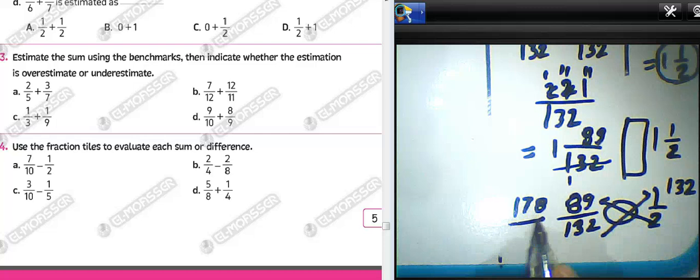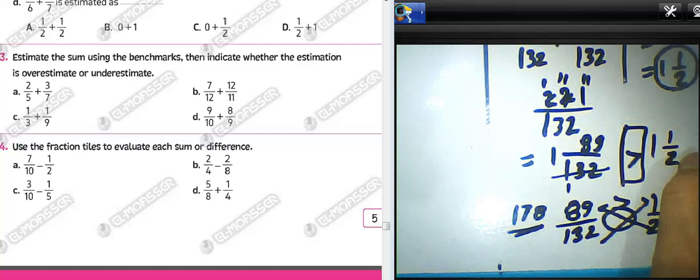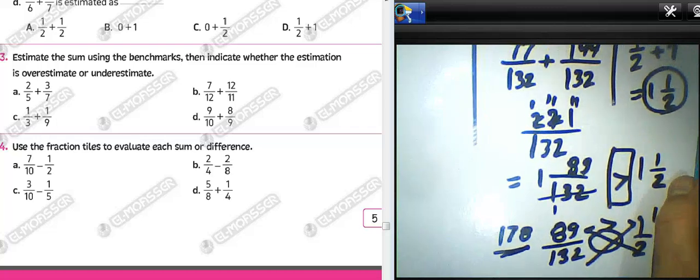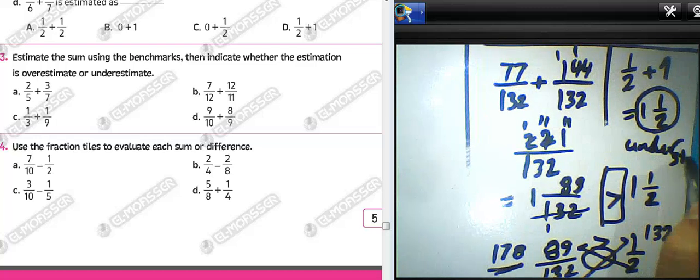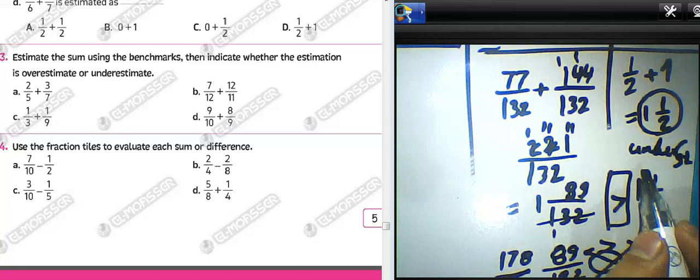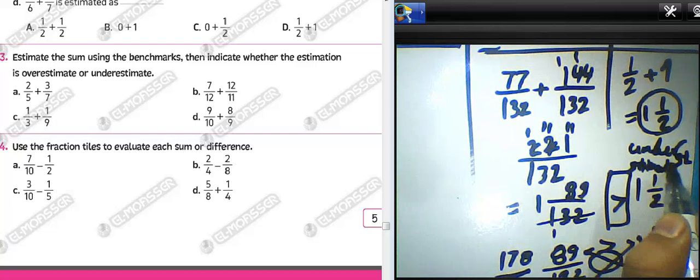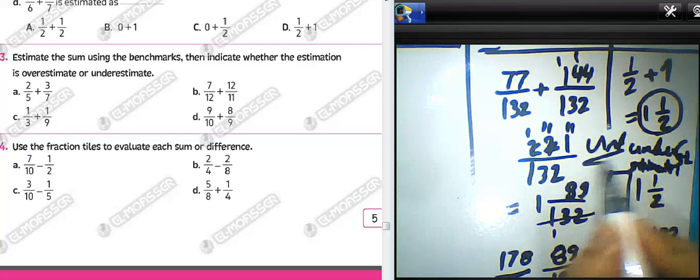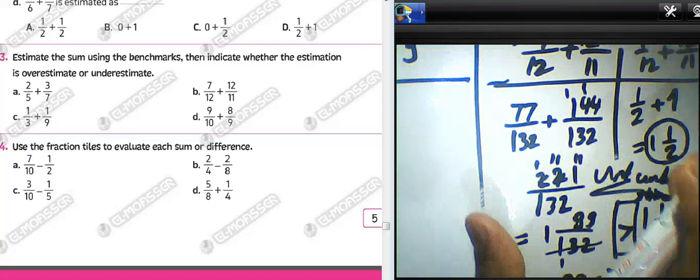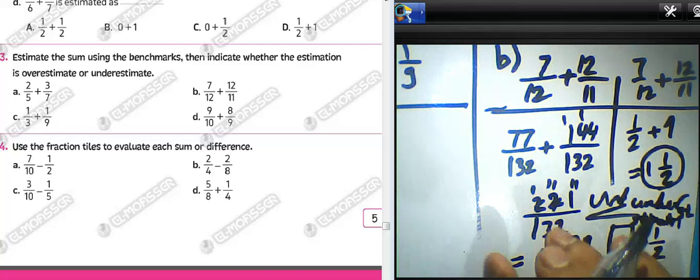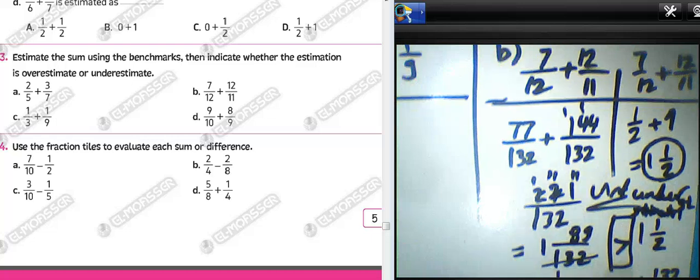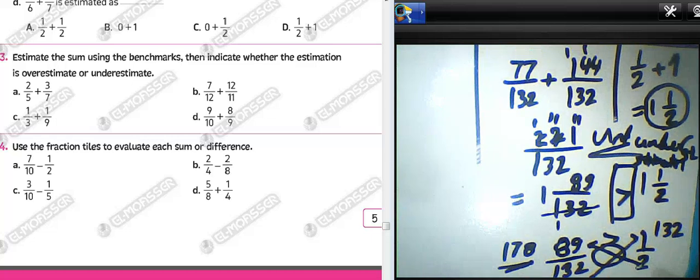So this number is greater. So this estimation 1.5 is an underestimate. Okay, this estimation is an underestimate. Understood, my students? Estimation 1.5 is an underestimate, because the actual number is greater than the estimation here.